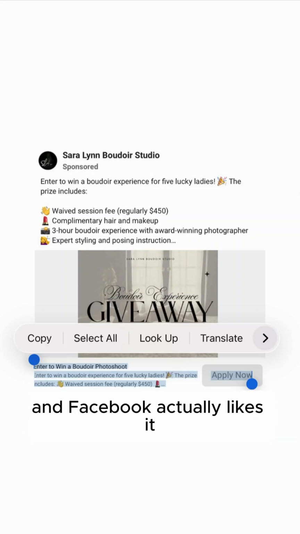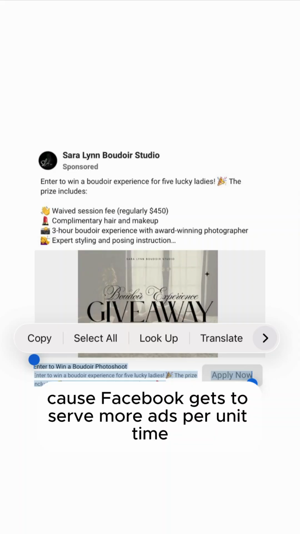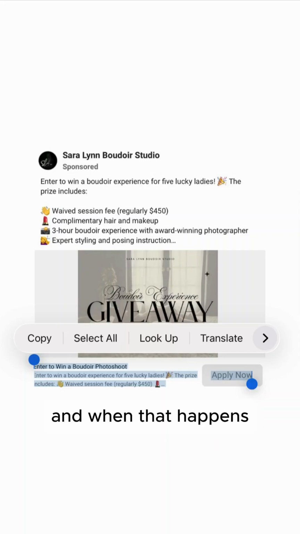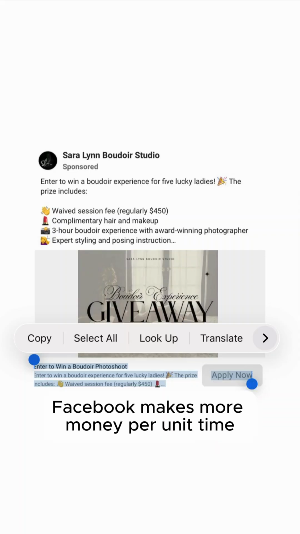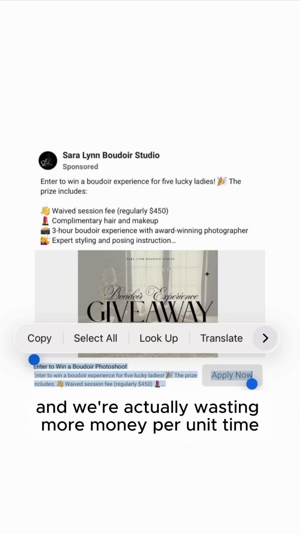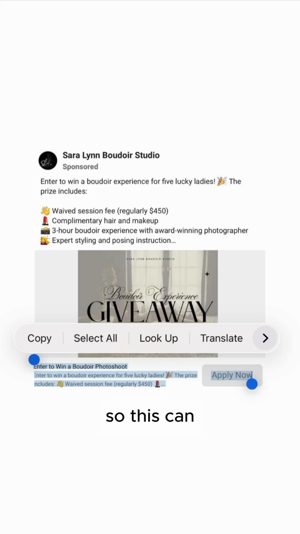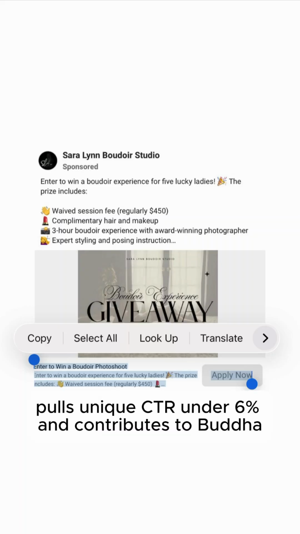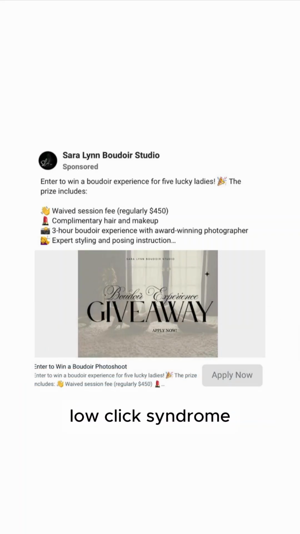And Facebook actually likes it because Facebook gets to serve more ads per unit time. And when that happens, Facebook makes more money per unit time. We make less money per unit time. And we're actually wasting more money per unit time. So this pulls unique CTR under 6% and contributes to Boudoir low click syndrome.